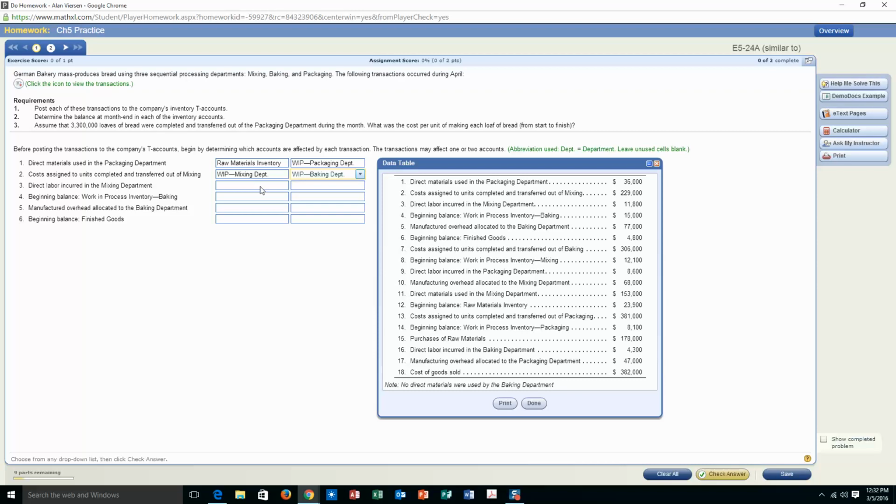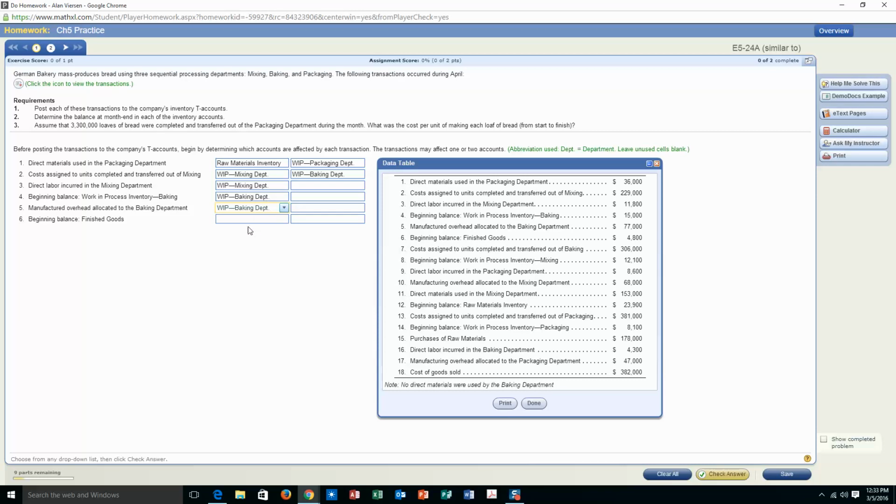Anytime it says the costs were either incurred or allocated or the beginning balance, you just simply have that one department. So this would be the mixing department, direct labor incurred in the mixing department, or the beginning balance in the baking department would go into the baking department. Overhead that is allocated to the baking department, that goes into the baking department. So as you can see, if it's direct labor incurred, if it's a beginning balance, or if you're allocating overhead, it just affects that particular department.